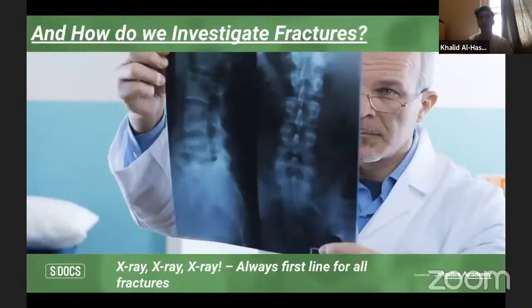So how do we investigate fractures? Fractures are generally quite straightforward to investigate. X-rays, X-rays, X-rays, always first line for all fractures. Generally, it is what is recommended. However, it's also important to remember that fractures are not 2D, they are 3D, and a bone is also a 3D portion of the body. So the way in which we should image fractures is that we tend to do an antero-posterior imaging, in which we take a look front to back, and a lateral as well, so that we can visualize the entirety of the bone in a 3D manner.